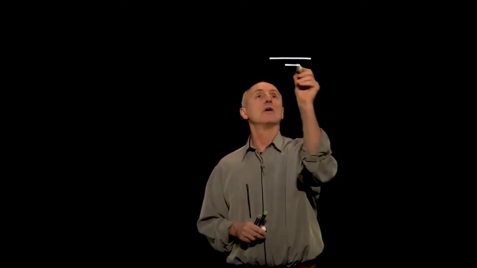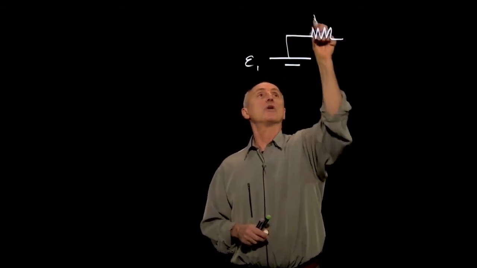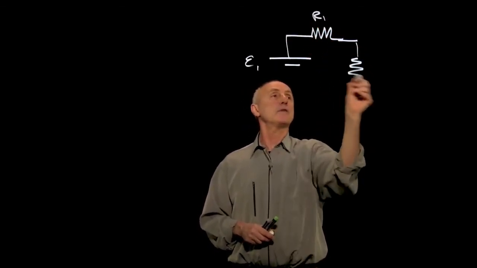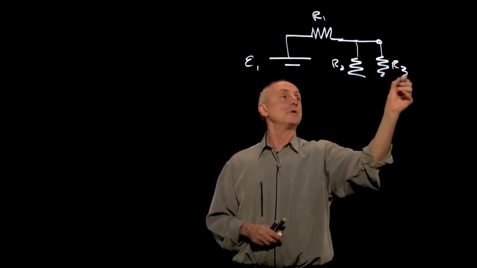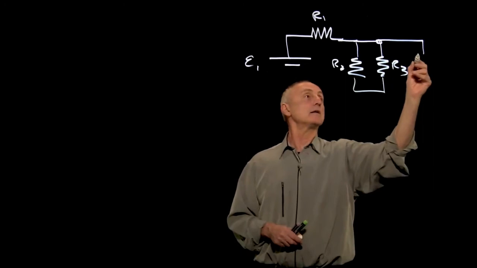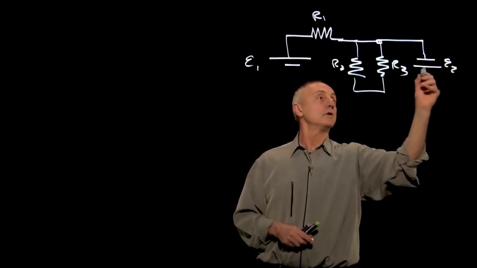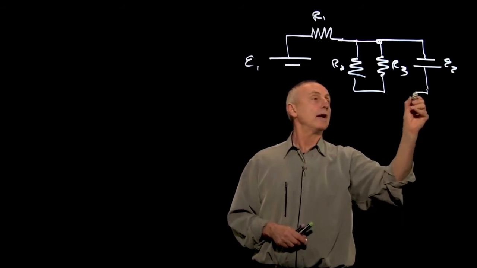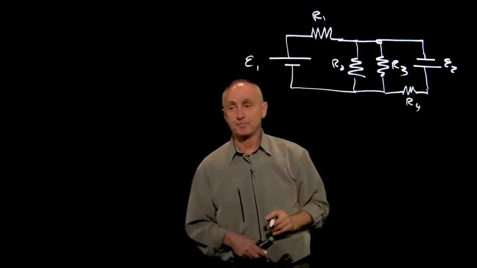Let's look at how we can decompose a network that consists of a number of resistors and batteries. So let's start off with something like this. We have a source of EMF, E1. We have a resistor R1. Now here we have a resistor R2, and next to it a resistor R3. And next to that, in parallel, another battery, E2, along with a resistor R4, and the whole thing is connected.